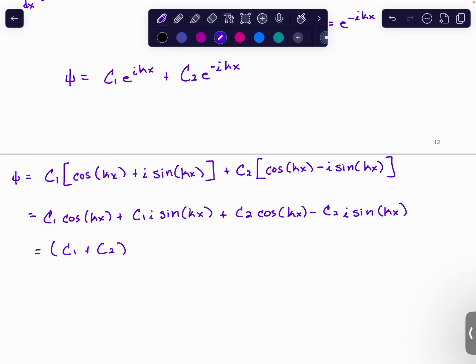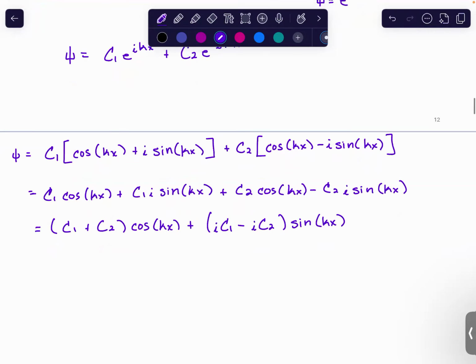C2 cosine kx plus. Now watch this. Here's what we're going to do here. We're going to do i C1 minus i C2 sine of kx. And then what these are going to become is our new coefficients.